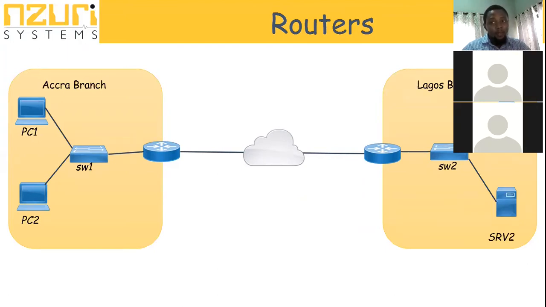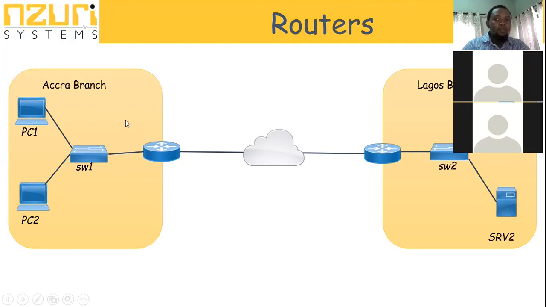You get it? We need to introduce a router. Yeah, so before we can move anything from this Accra branch all the way to the Lagos branch, a router has to handle that for us. The reason being that routers connect different networks.